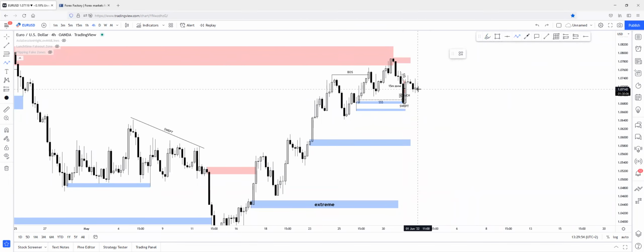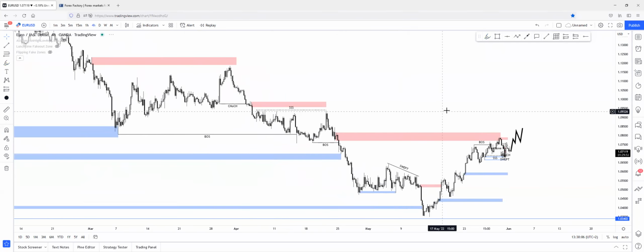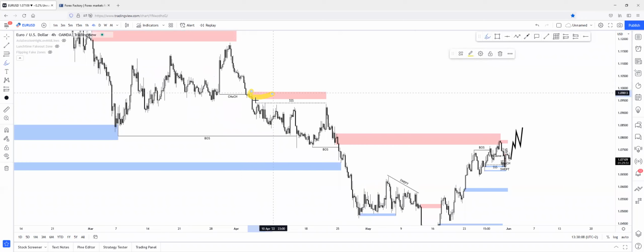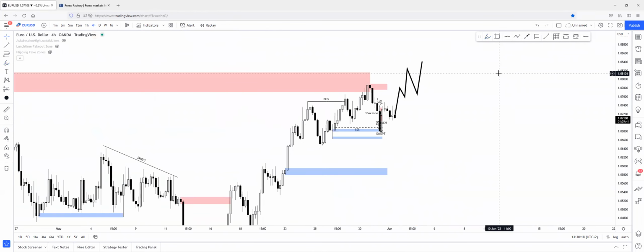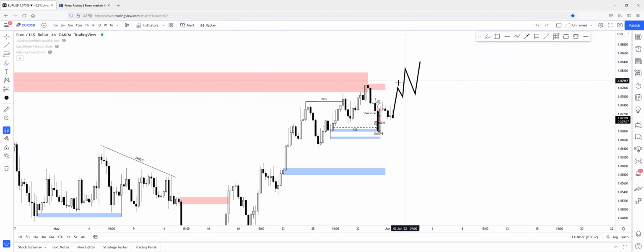If this supply zone can't change character here, it will break above this supply zone, and the continuation will happen to the upside to the next recent daily supply zone right here. This is a 4-hour supply zone, as you can see, which has caused a nice character changing movement to the downside and has a huge amount of liquidity pool just below it. If this scenario happens and price breaks above the supply zone, then we can expect the continuation up to that supply zone.